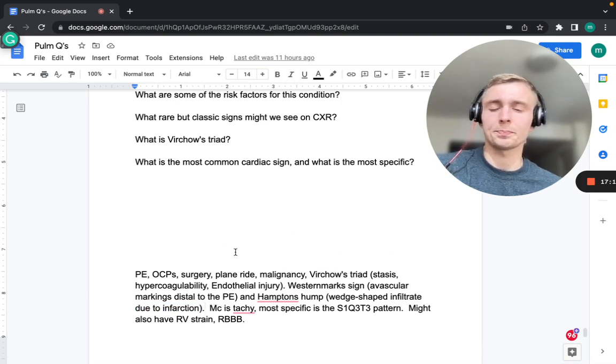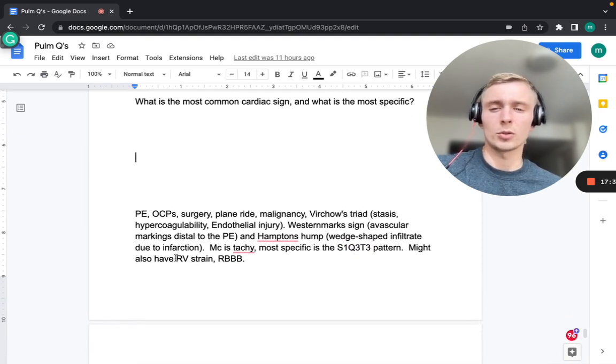they are rare. The most common cardiac sign is tachycardia, of course, and the most specific, which we always want to look for, is the S1Q3T3 pattern. Again, S1Q3T3 is that important sign we need to know on the EKG for a PE. Of course, they might also have right ventricular strain and a right bundle branch block as well. Could be possible.